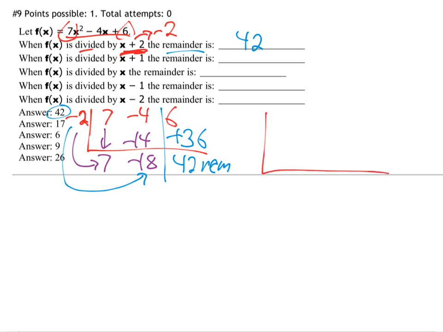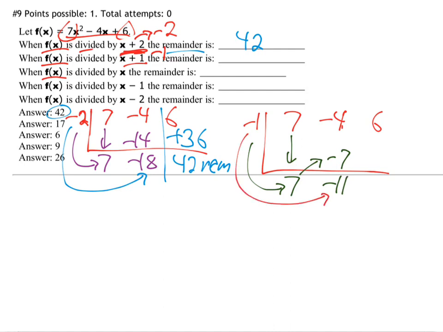All right, so the next one, divided by x plus 1. So that means negative 1, right? Whenever a number's right next to x, whether it has parentheses or not, it's the opposite of what it really is. So for the synthetic division, I got to use minus 1. And again, we're starting with the same function every time. See how they say the f of x, the f of x, the f of x, every time we're dividing the same function. So bring down the 7, minus 1 times 7 is minus 7. Add them up, minus 11. Start the next one, minus 1 times minus 11 is plus 11. Add them up, 17. That's the remainder.